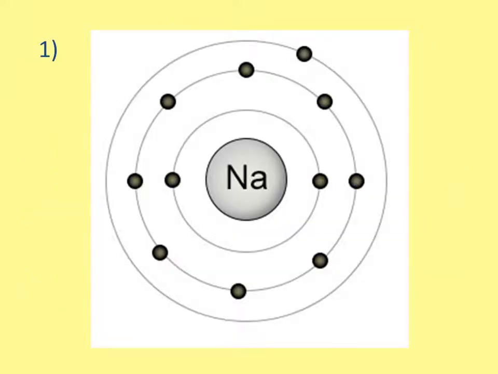Question 1 says draw a sodium atom. The important things to note with a sodium atom is that there are 11 electrons. You can get that from the periodic table. The first shell only contains 2. As soon as it's got 2 electrons, it's now full. The second shell contains 8, and then that's full. And then you've got 1 left, which goes on the outside shell.